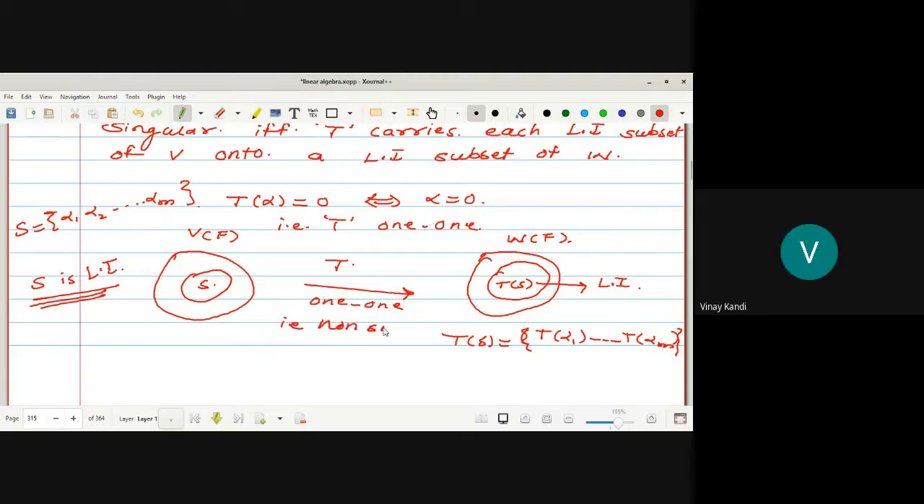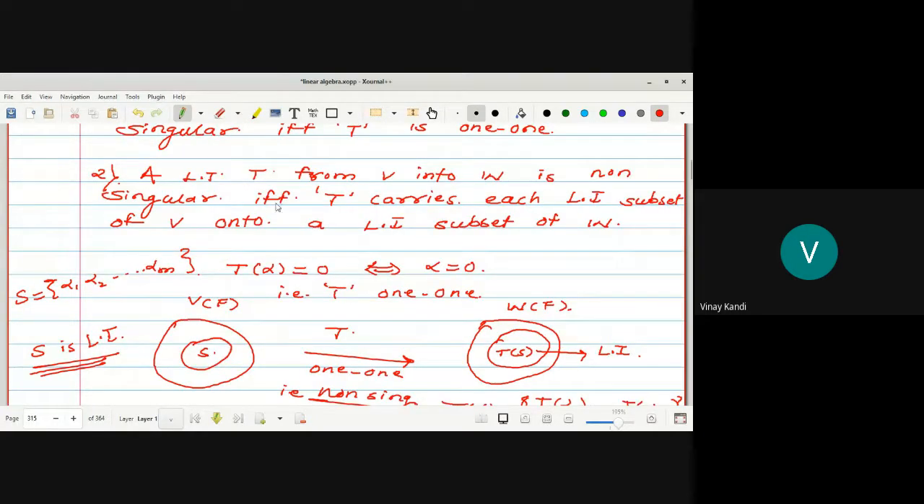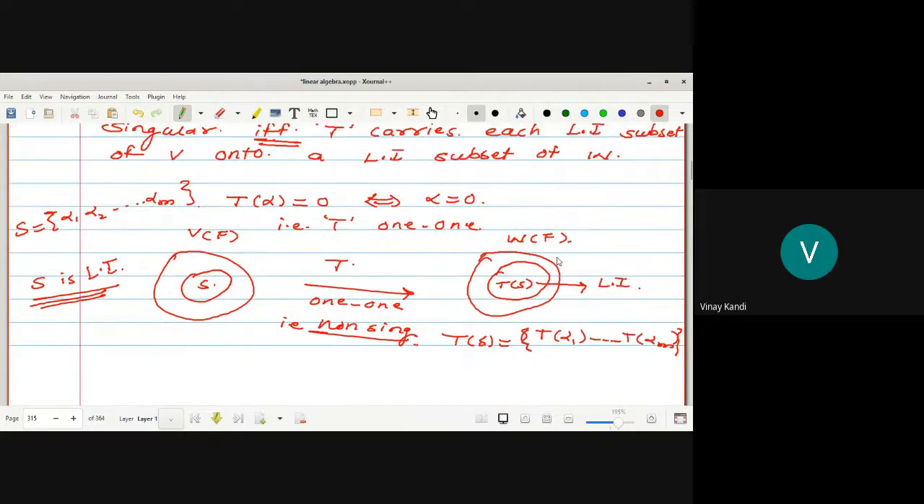If and only if is given for the subset. Sometimes they ask: T carries each linearly independent subset of V into a linearly independent subset of W. Then T is one-to-one, T is onto, T is invertible, or none of these? So a linearly independent subset transforms to a linearly independent subset of the codomain. Then T must be one-to-one, non-singular.